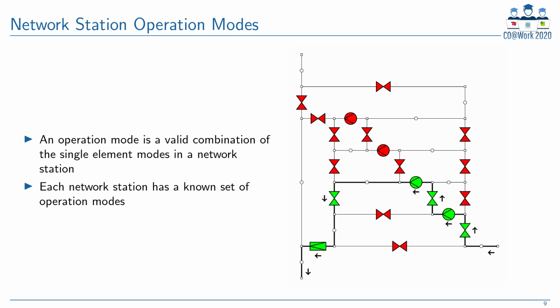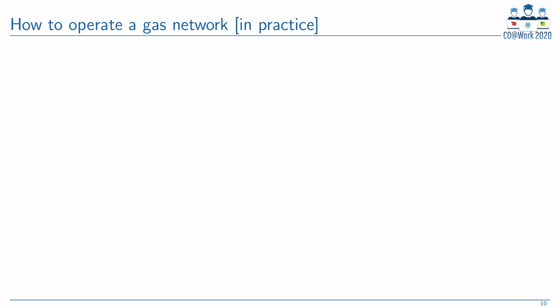On the right-hand side, you can see an animation of different operation modes of an artificial network station. Here, the connected pipelines are linked in different ways, and the contained compressors work in series, in parallel, or are even assigned to different exits of the station. Okay, now you know how to theoretically operate a gas network. You should be able to write down a model for the single elements, build a toy example like the one you have seen before, and solve it with some self-created scenario by using an appropriate solver.